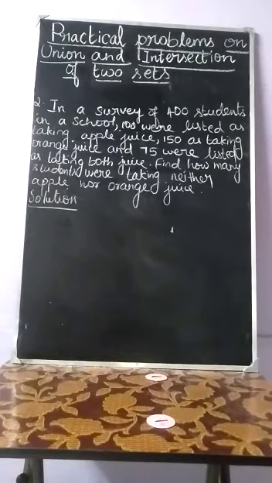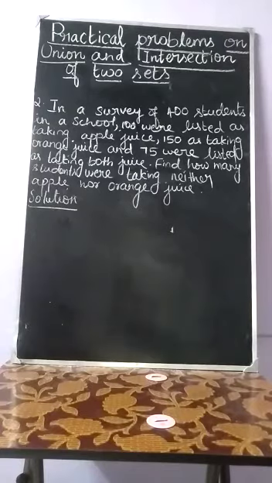Next problem. In a survey of 400 students in a school, 100 were listed as taking apple juice, 150 as taking orange juice, and 75 were listed as taking both apple as well as orange juice. Find how many students were taking neither apple juice nor orange juice. These are the given details.